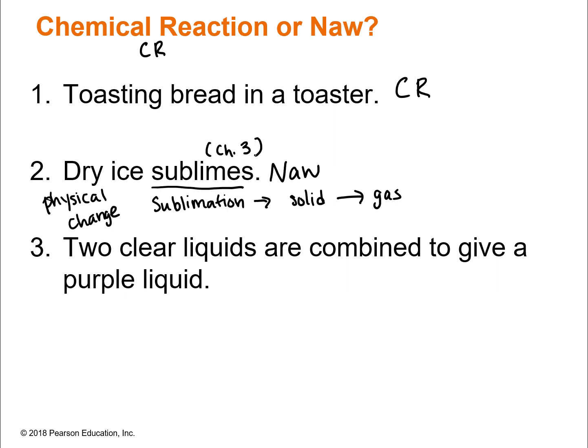Third one, 2 clear liquids are combined to give a purple liquid. Yeah, this one's a super easy one. It's a chemical reaction. You got 2 clear liquids, all of a sudden something's purple. That's a permanent color change. Chemistry has happened. These are the types of questions you'll need to answer for your homework and for exam number 4.